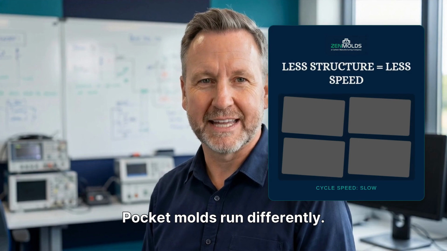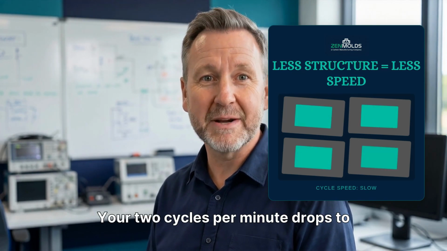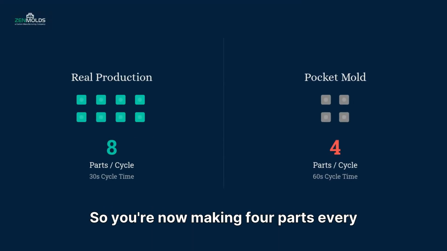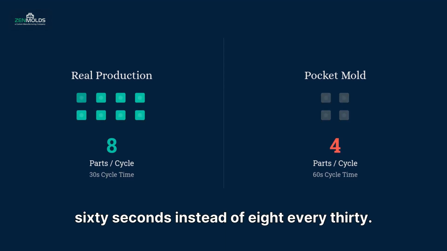Pocket molds run differently. They have less structure and less cavity space. Your 2 cycles per minute drops to 1. Your 8 parts per cycle drops to 4. So you're now making 4 parts every 60 seconds, instead of 8 every 30.